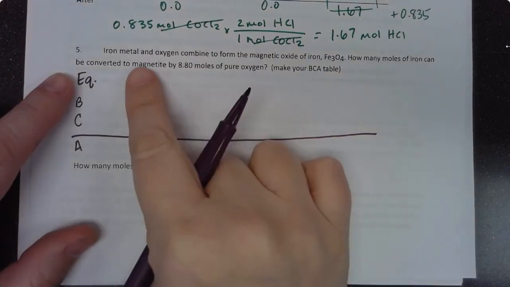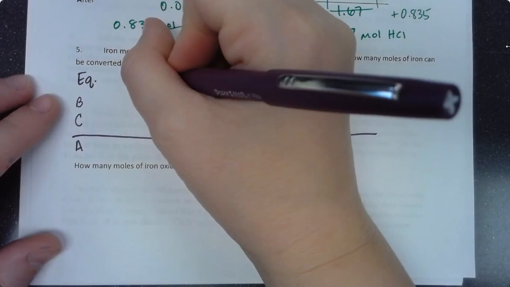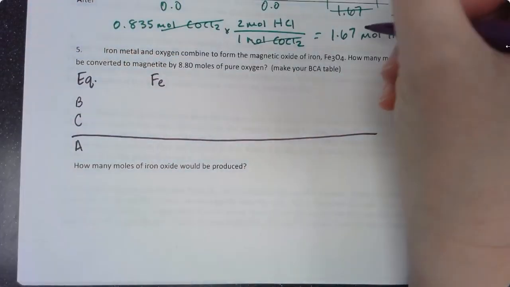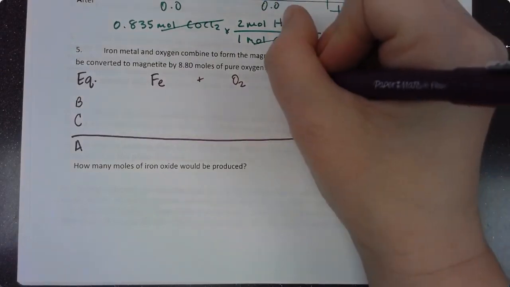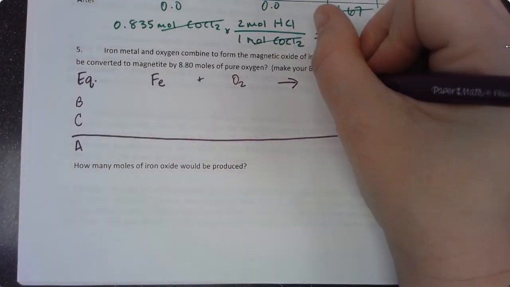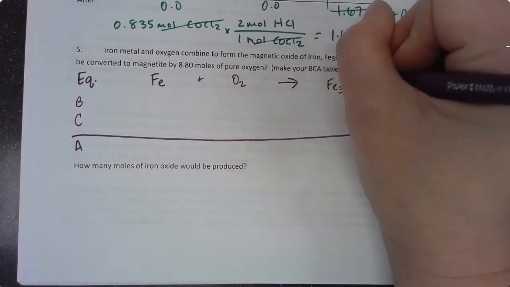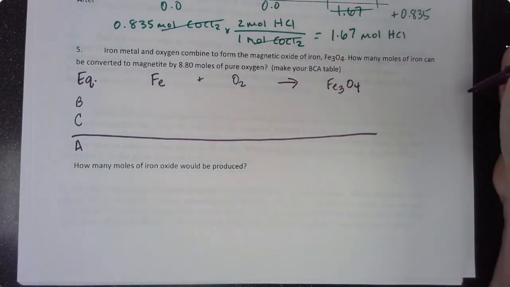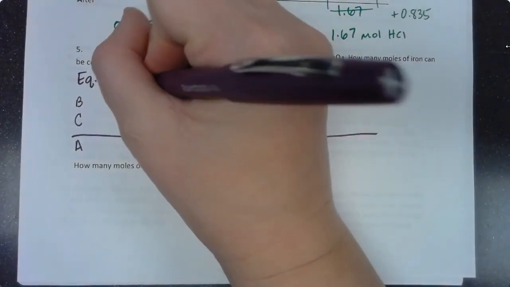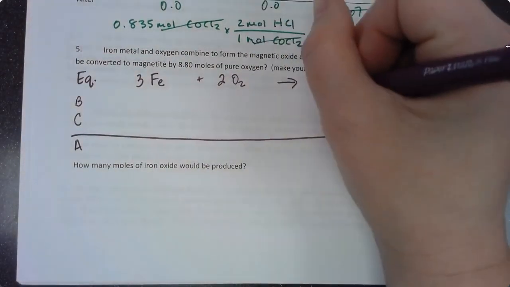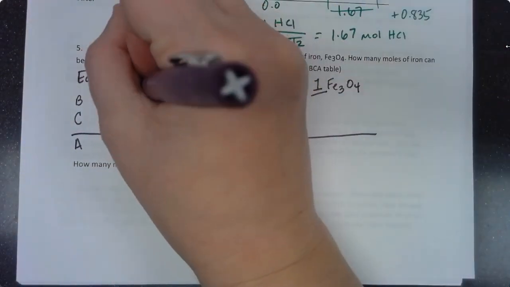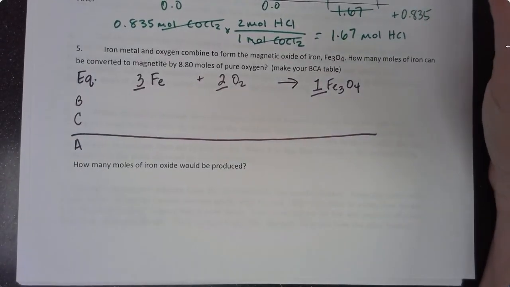Okay, so we've got iron metal, so that's just Fe, and oxygen, which is a diatomic gas, O2, combined to form Fe3O4. Oh, I did not do that. How did you not do that? I did not ask for the 2. I told the whole class they didn't do it right. Okay, so there's our balanced equation.